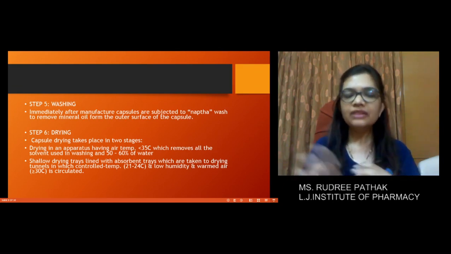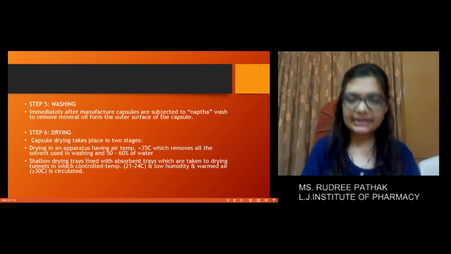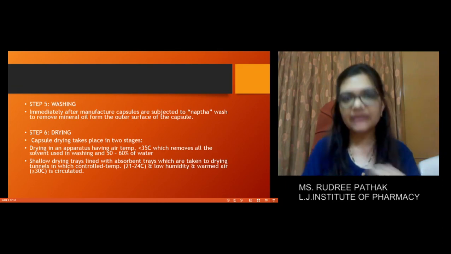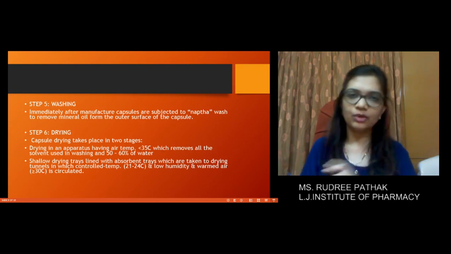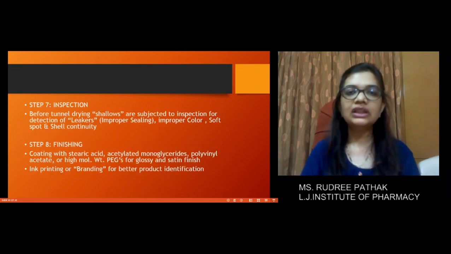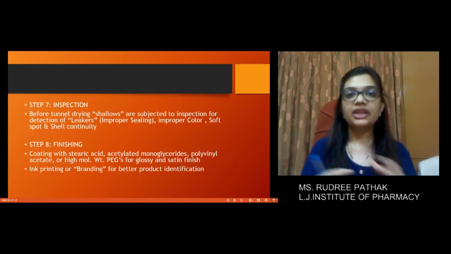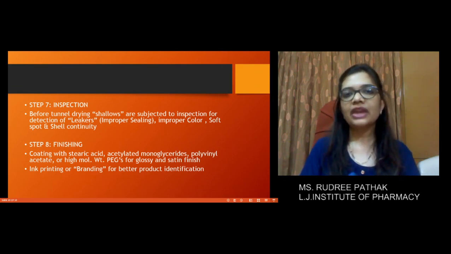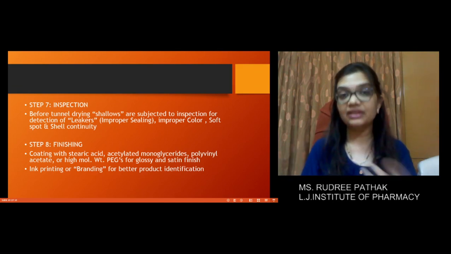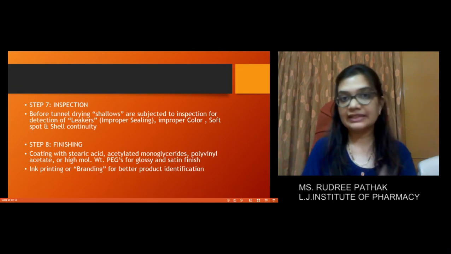So the final moisture content of the capsules should be maintained. Most of the organic solvents will be removed at this stage, and water content will be minimized to the level of soft gelatin capsule according to the pharmacopoeial standards. In the last two stages, we'll be wrapping up the process with the finishing, to remove any kind of abnormalities or to check whether the capsules are completely filled or some part of it is remaining.